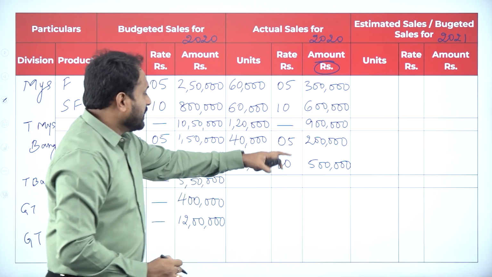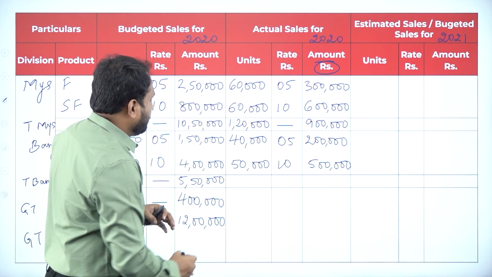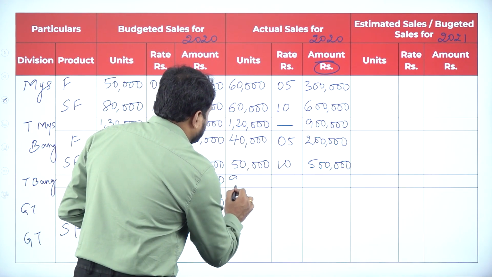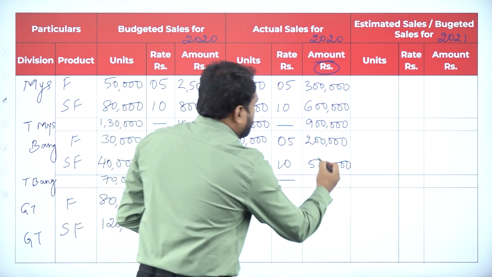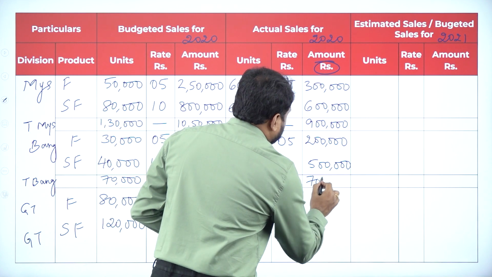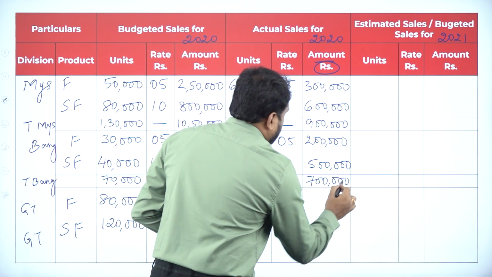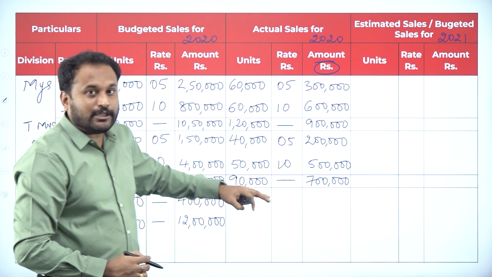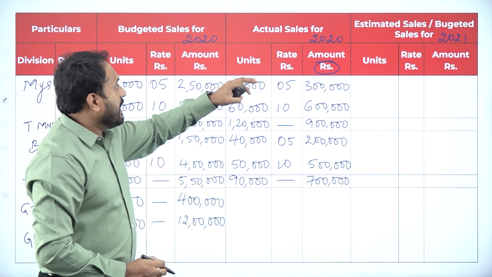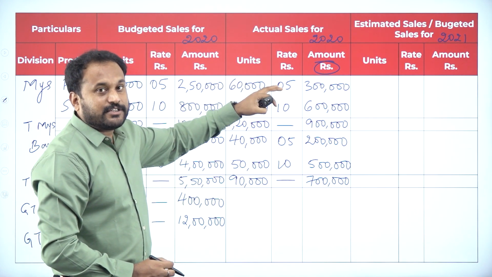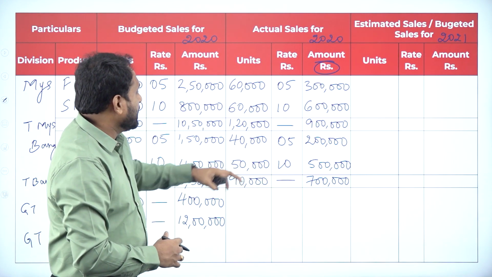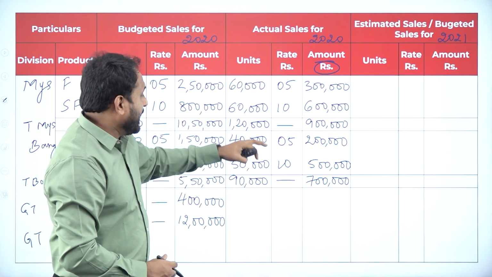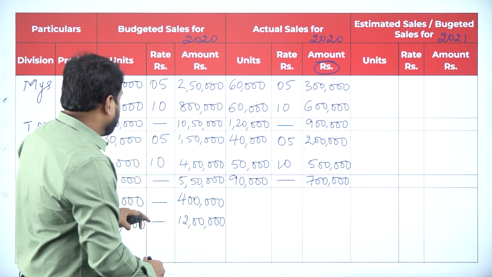Okay, so we are done till here. We will add this 40 and 50, it is 90,000. Will not write this, and 2 lakh and 5 lakh, it is 7 lakh. Now we are supposed to go with grand total of the actual sales of Mysore and Bangalore. We have already done. Now we are supposed to go with F and SF. That is what the grand total is.